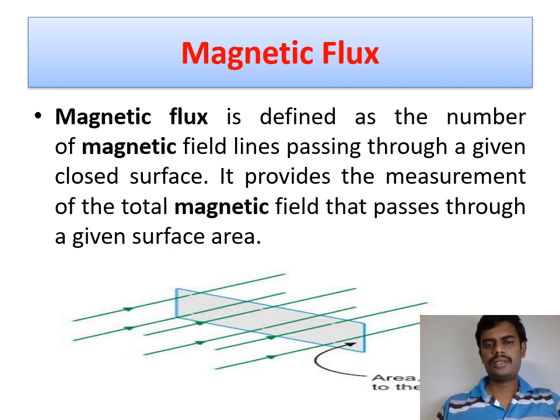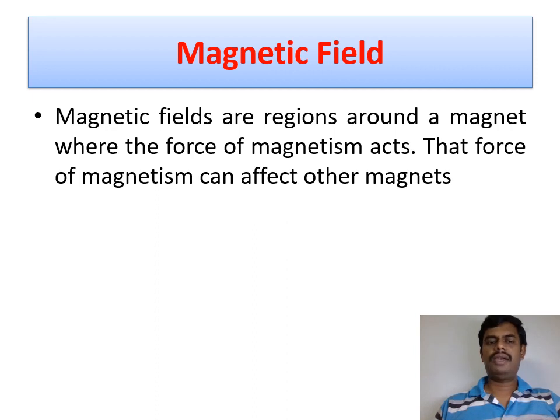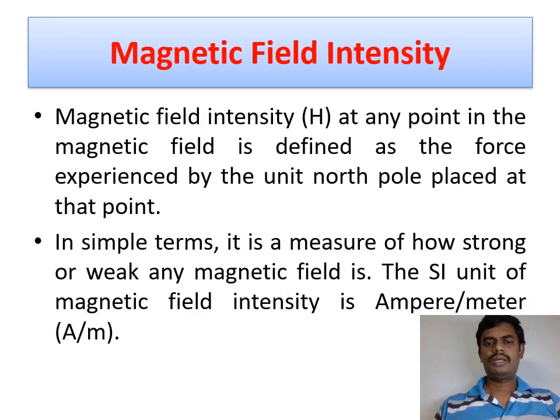Same as electric flux, here also the total number of magnetic lines of force present is magnetic flux. Magnetic field is the region around a magnet where the force of the magnet acts, with which it can attract or repel another magnet. Next, magnetic field intensity. It is the force experienced by a unit north pole placed at a particular point.